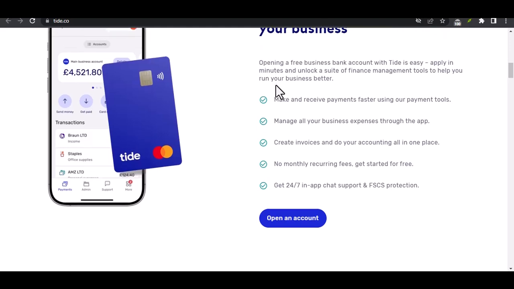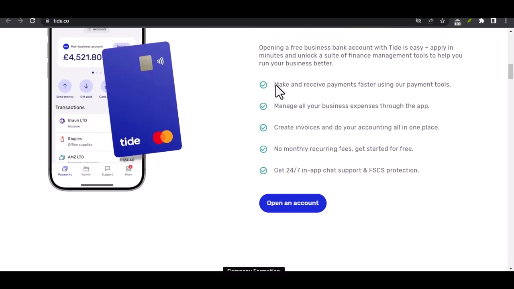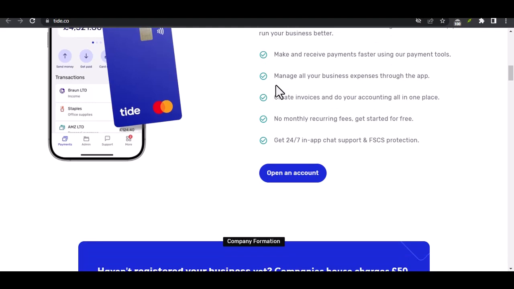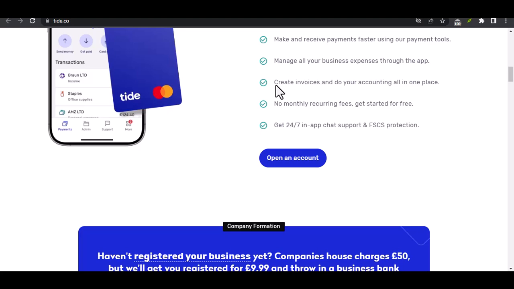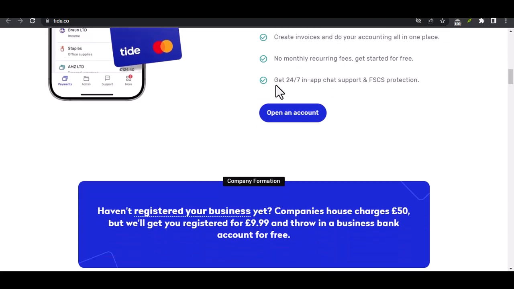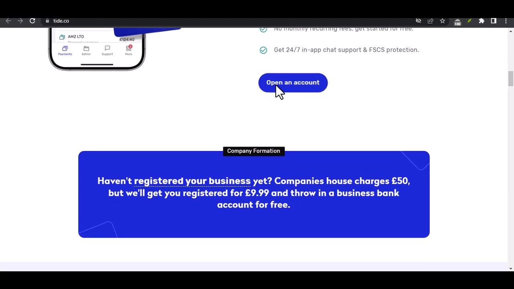First things first, let's acknowledge the good news. Tide utilizes the Faster Payments system for most transfers. This means, under ideal circumstances, your recipient should see the money land in their account within minutes. Yes, minutes. That's some serious speed compared to traditional banking methods.